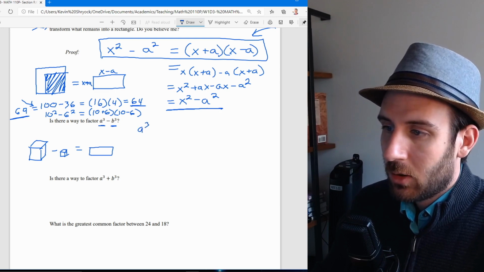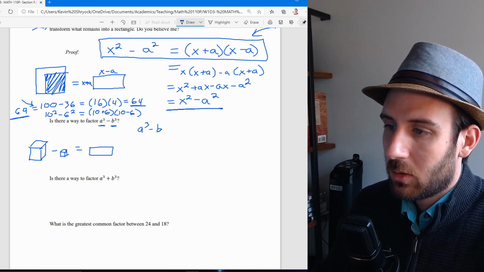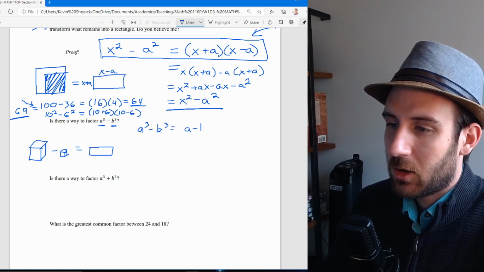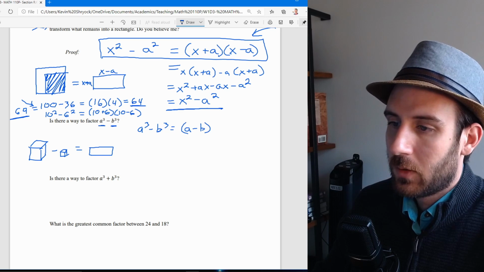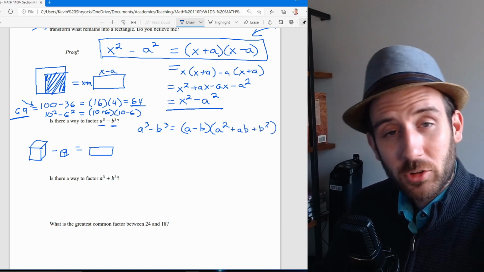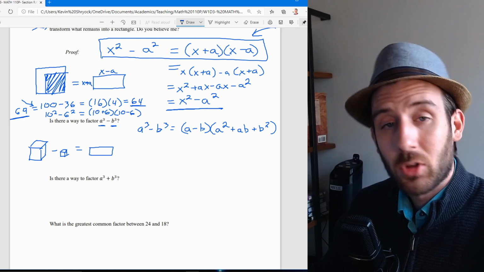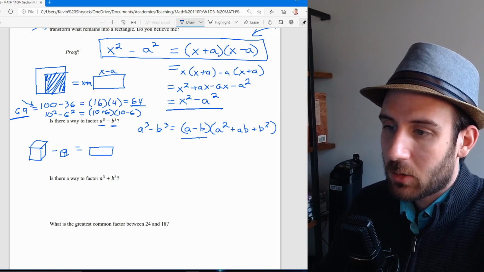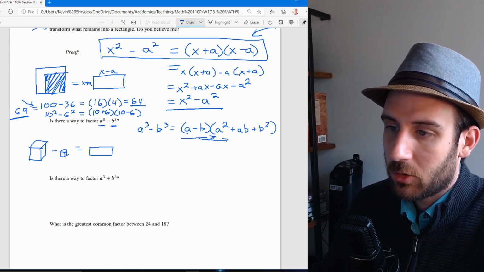A cubed minus b cubed is equal to a minus b times a squared plus ab plus b squared. Those are going to be the dimensions of my rectangle. Don't believe me? Let's check it out again. We're going to do the same distribution. We've got a minus b, and we're going to be distributing it to all of these different terms, okay?